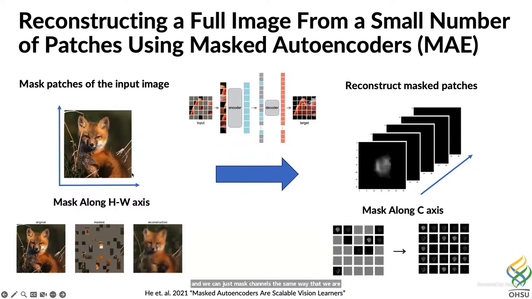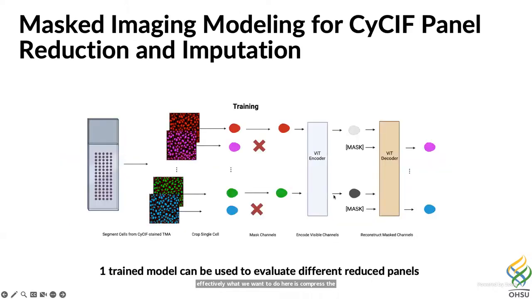And so the original authors show, as opposed to BERT, that a high image masking ratio is effective here. And so they do about an 80% masking ratio, and that allows us to compress the semantic information of this image by 80%, which is effectively what we want to do here, which is compress the information of our multi-channel image into a subset of markers.